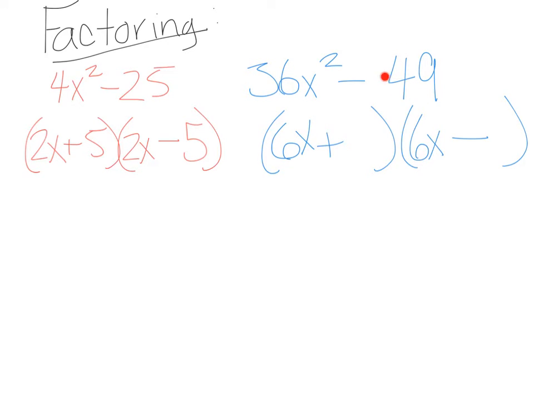Next, we take the square root of our second term. The square root of 49 is 7. So that will be our second term in both binomials. And that's it. That's all we have to do.